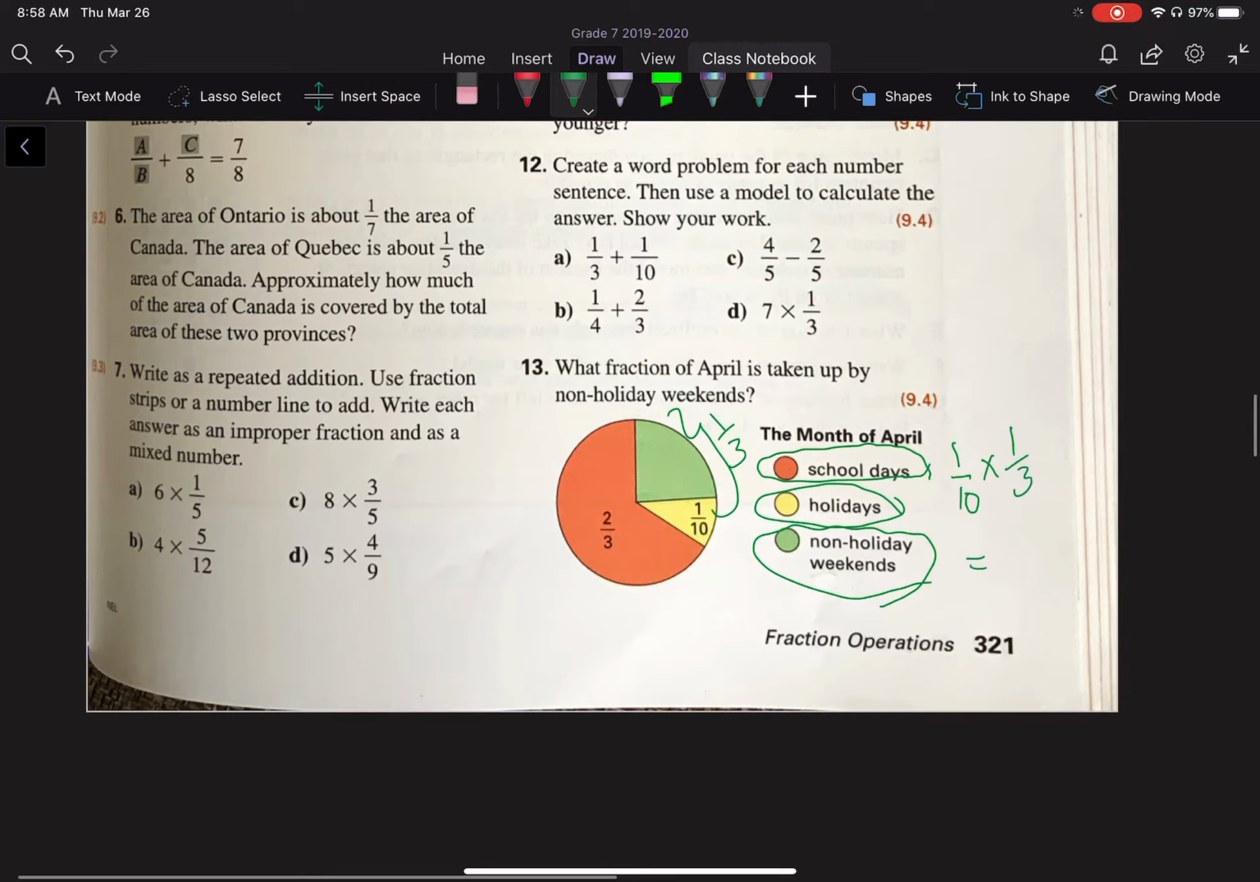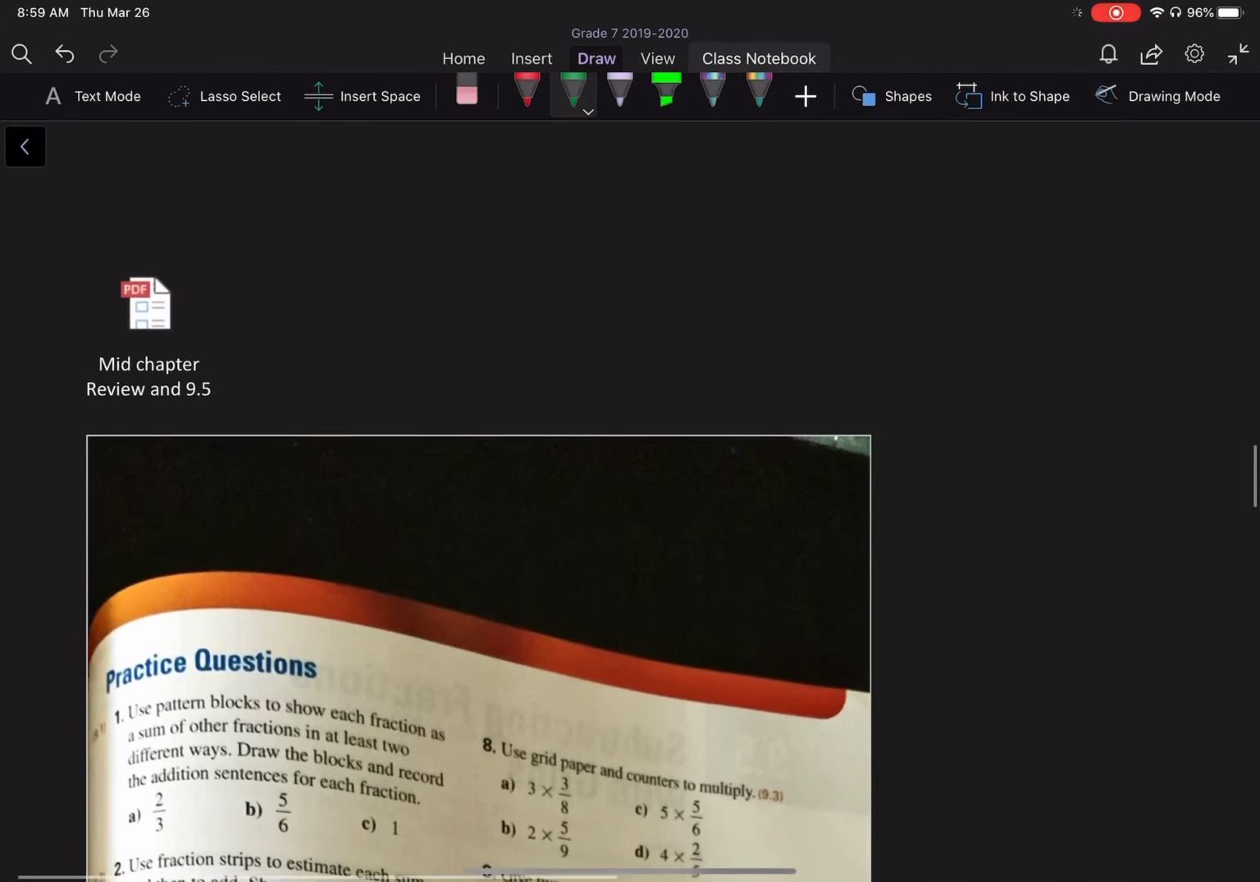And remember, I don't know if I mentioned this to you at the beginning of the year when we did multiplication. When you see the word of, it's always multiplication. So we need to find, well, how much is a 1/10 of a third? So 1/10 of a third would be 1 over 30. So this is actually 1 over 30. So therefore, the leftover is going to be 29 over 30. And that's how many days are non-holiday weekends in April.